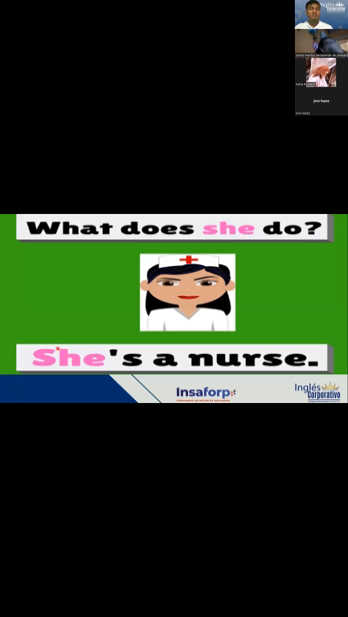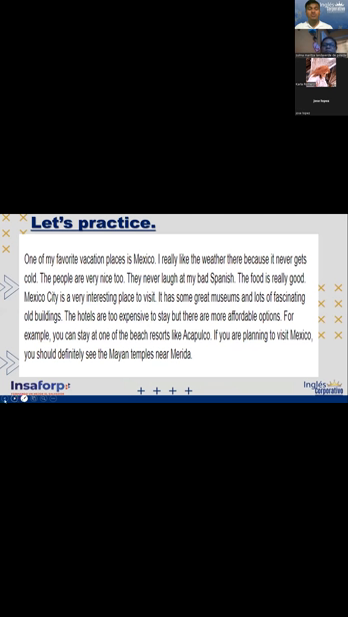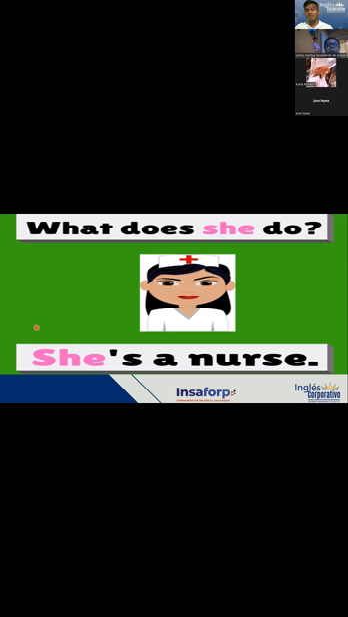Let me just move over here. So we have another example right here. So what does she do? She's a nurse. And we are going to pretty much complete that part. So we are done with that part. So that's pretty much the part of the vocabulary that we have seen today. So if there's no questions, guys, we are going to go directly to the breakout rooms.